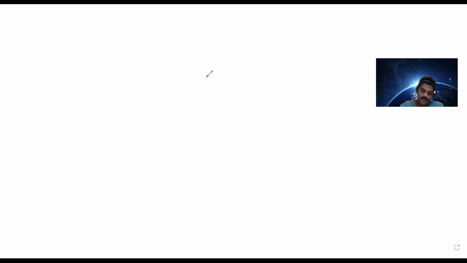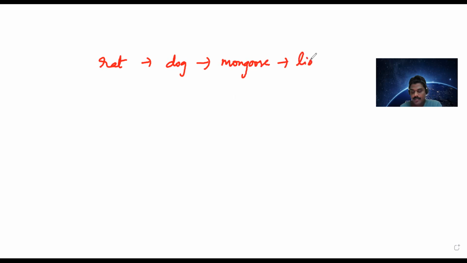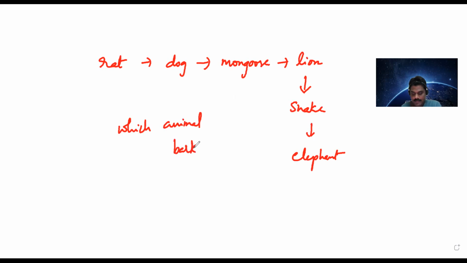Another question. Rat is called as dog. Dog is called as mongoose. Mongoose is called as lion. Lion is called as a snake, and snake is called as elephant. Now the question is, which animal barks? Generally the animal which barks is dog, but here it is referred to as mongoose. So my answer is mongoose, right?